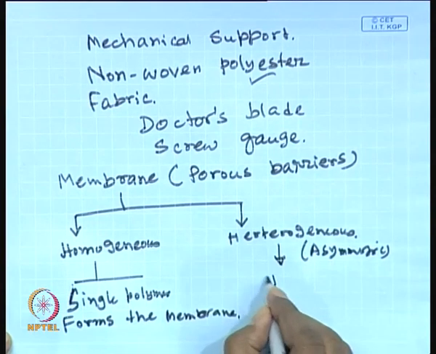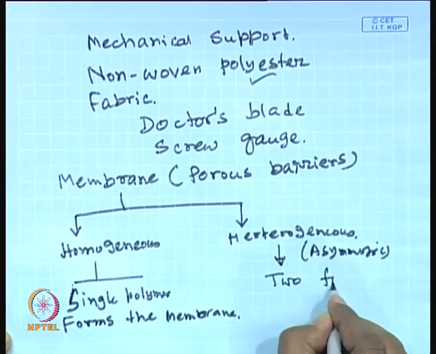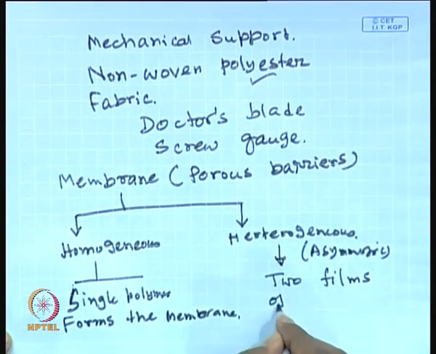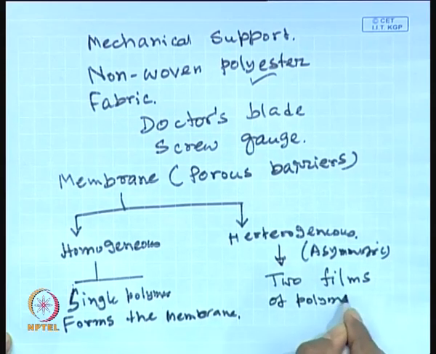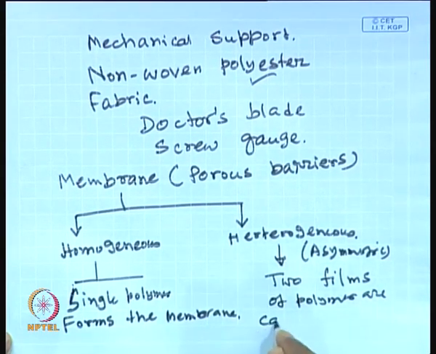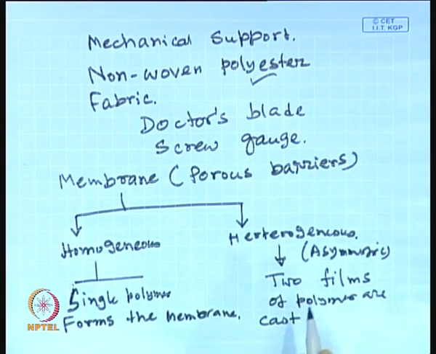there are two films of polymer cast one above another. Why is it cast one above another? Now, in membrane based processes, there are two outputs you are looking for. What is the first output? You are looking at the productivity of the process, how fast the process is, what is the volumetric flow rate or filtrate rate you are going to get.